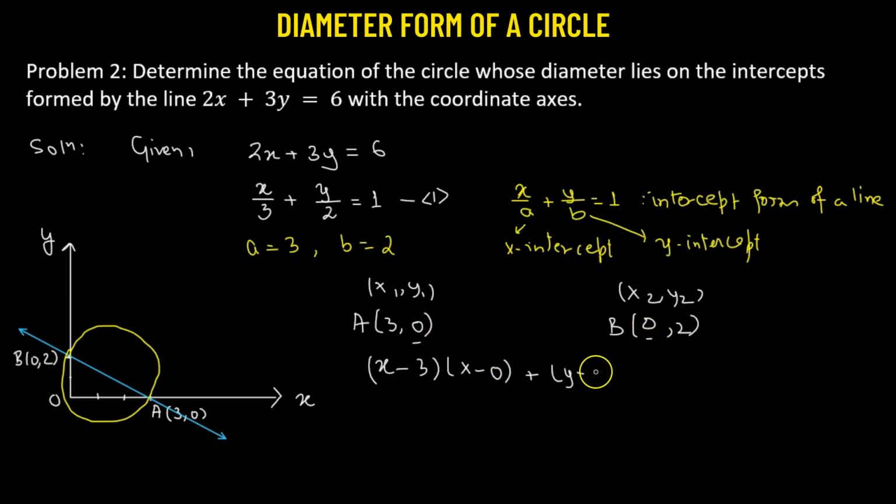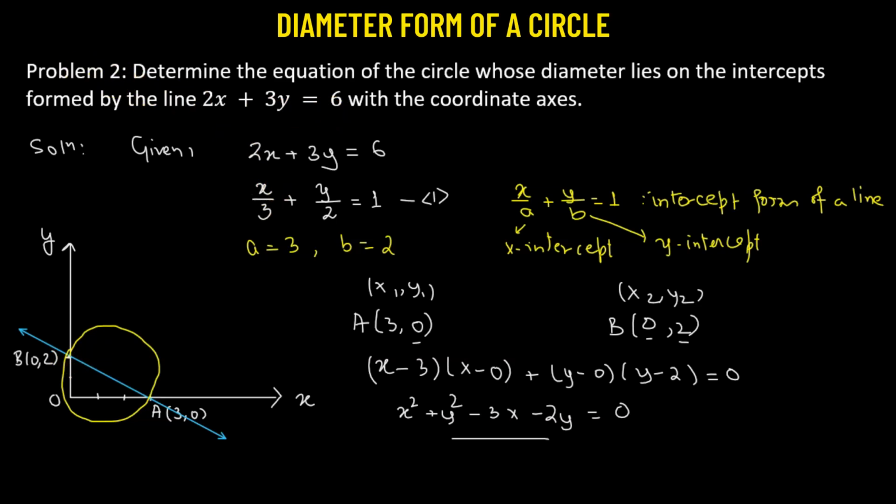So y1 is 0, times y minus y2. So y2 is 2. So that equals 0. And if we further simplify it, we're going to get x squared plus y squared minus 3x minus 2y equals 0. So this is going to be the equation of the circle with the condition that the diameter of the circle lies on the intercept formed by the line 2x plus 3y equals 6.